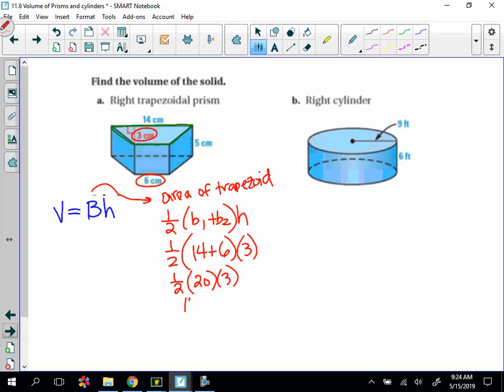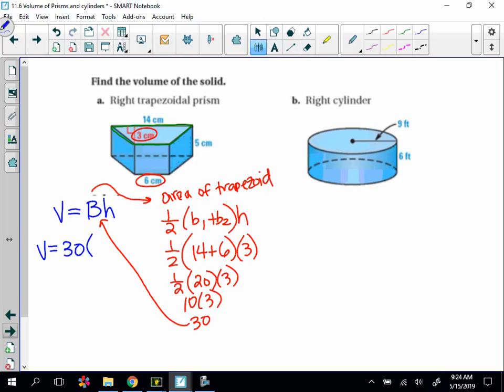So half of 20 is 10. So it looks like the area of the trapezoid is just 30. Okay, so that is just capital B. So back to my volume, I now know it's going to be 30.